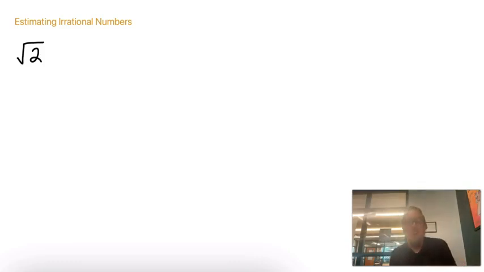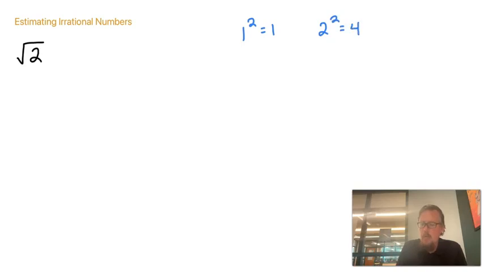Now remember, a perfect square is the result of squaring a number. So for example, 1 squared is 1, 2 squared is 4, 3 squared is 9. So perfect squares would be 1, 4, 9. And our number 2 is in the middle between 1 and 4. So let's put our 1 and our 4 here, and we're going to put our 2 that we're trying to find right in the middle in between these.